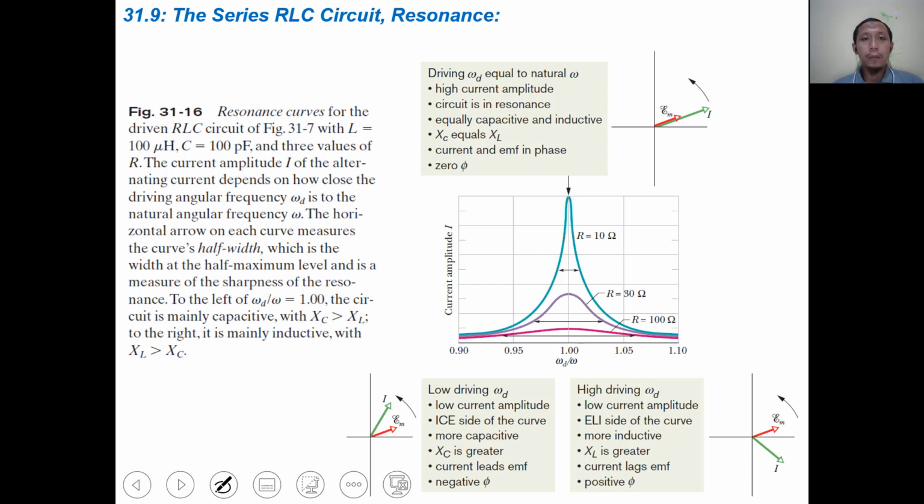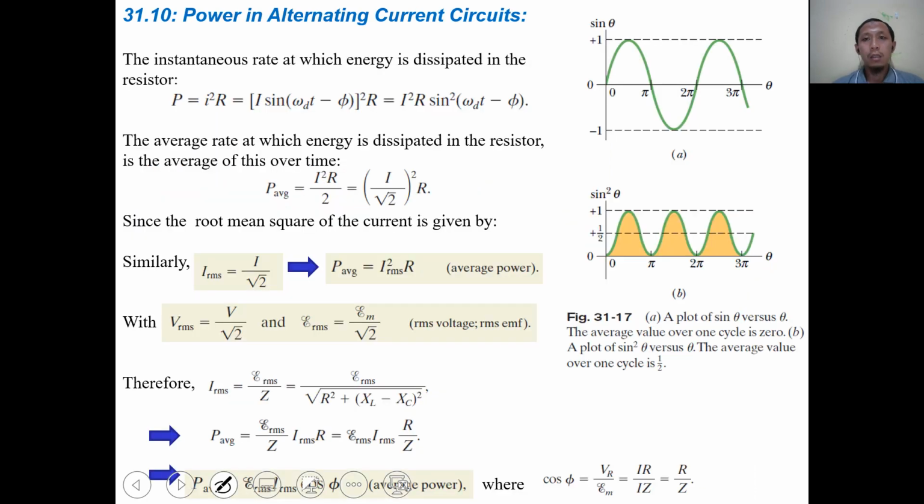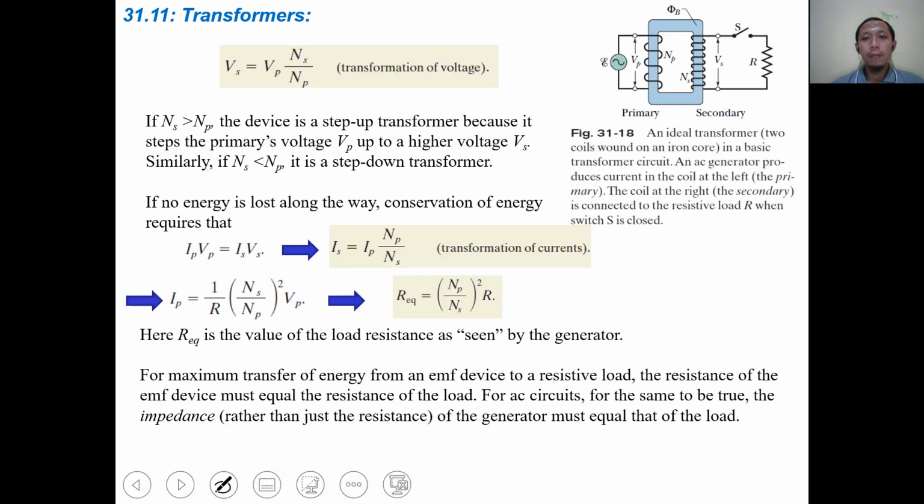Okay, this is if we have the resonance, so only the resistor, so we can get a curve like this one. If the R is small, the current amplitude will be bigger, and if the R is larger, the current amplitude will decrease like this.